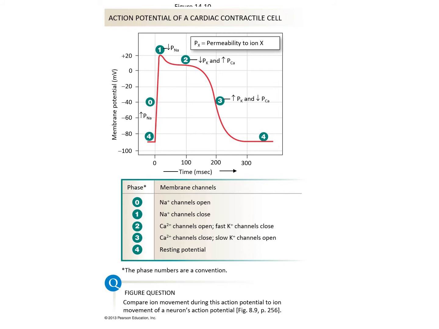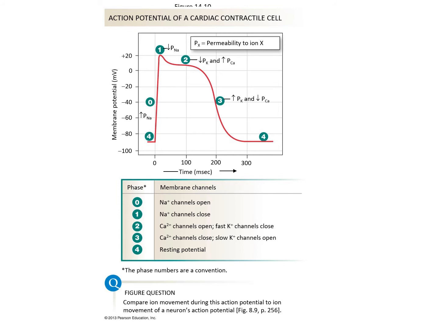We then get up to the peak, which is phase 1. Here is initial repolarization. The voltage-gated sodium channels will close and fast potassium channels will open. This allows for an initial repolarization, but it's going to stop short as it gets to phase 2. This is the plateau phase.